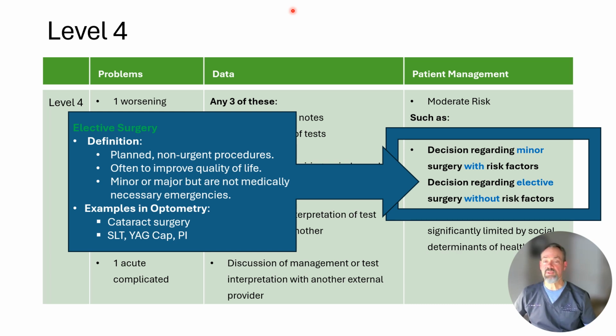Elective surgery is planned, non-urgent, minor or major, but not medically necessary emergencies, that day. So a couple of examples might be referring the patient for cataract surgery and having that discussion about whether or not to proceed with the referral. Or the same thing could be true with SLT, YAG, CAP, or PI, whether you're referring those out or performing them yourself.